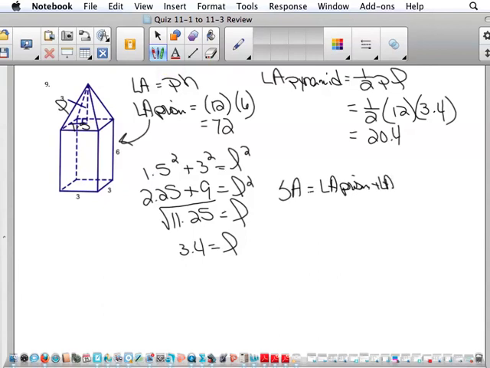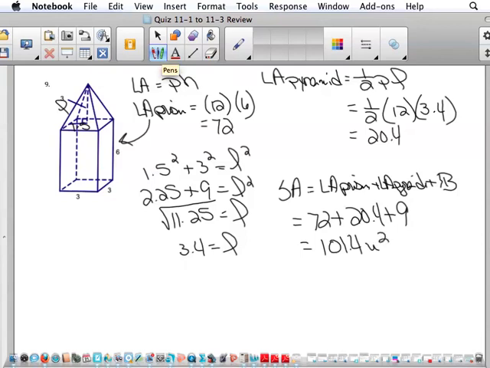So when I'm looking for the total surface area, I need the lateral area of the prism plus the lateral area of the pyramid plus one base. So it looks like all I have to find now is just the base. I have the lateral area of the prism, which is 72, the lateral area of the pyramid, which is 20.4, and the area of a base, which is 9. So 72 plus 20.4 plus 9 gives me a total surface area of 101.4 units squared for number 9.